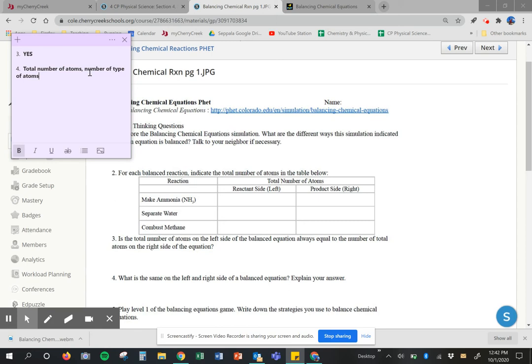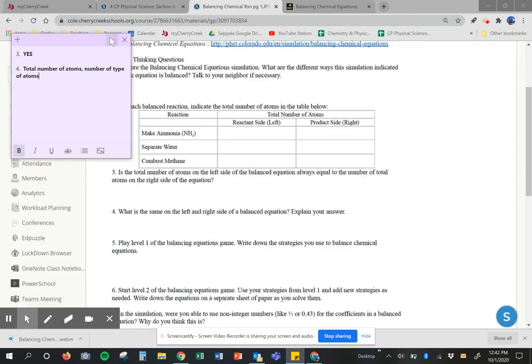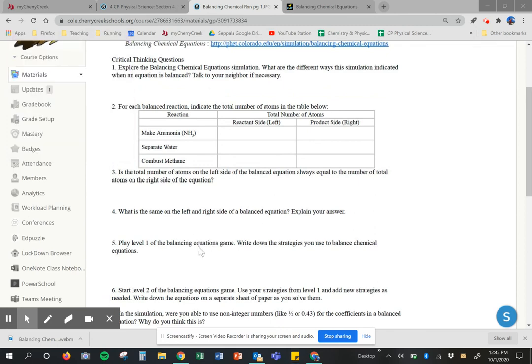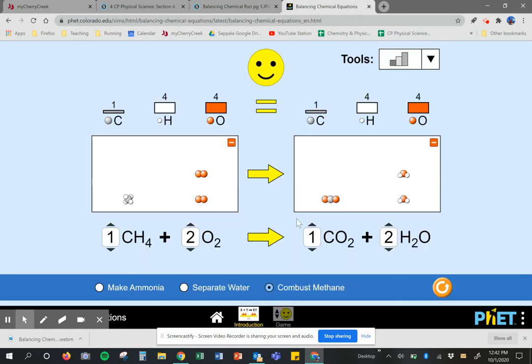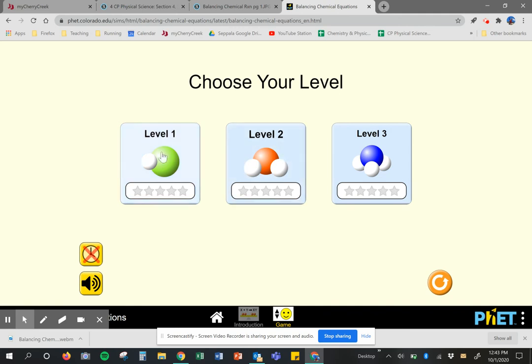Pause. And we're back. The last part of your lesson is on your own. Either on your phone, or we have computers for you to use. Play level 1 of the balancing equations game. How do you get to level 1? Click game, level 1. I want you to get 5 stars.